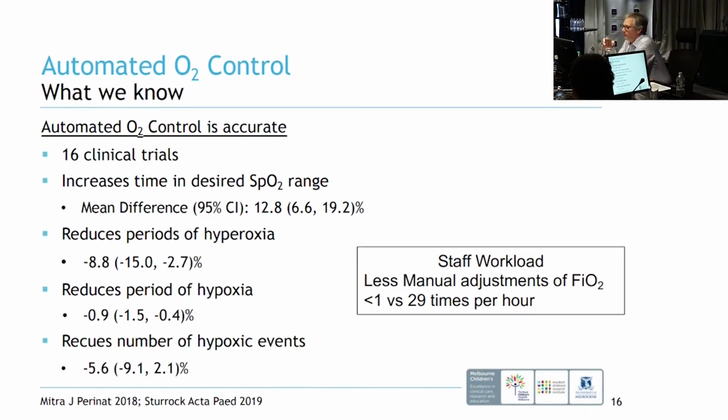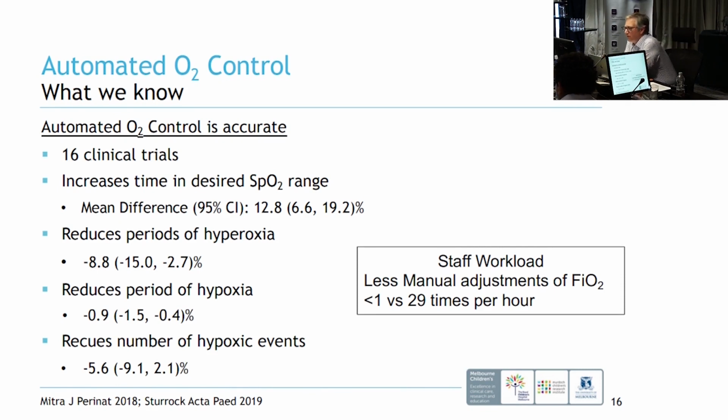So what do we know then? Well, we know that they're probably accurate. As I just said, we've got a lot of these trials, and if you look at all of the trials pooled together, then they increase your time in the desired saturation range by about 13%. They reduce your periods of hypoxia by almost 10%. There's a slight reduction in the number of hypoxic episodes, but when you look at severe hypoxia, it's much higher. So they're able to do what they say they will do, and I think we can trust it there.